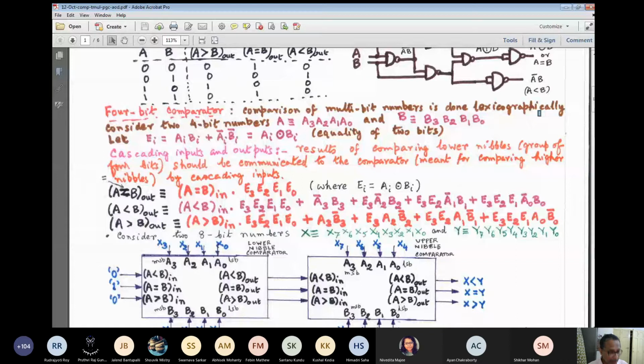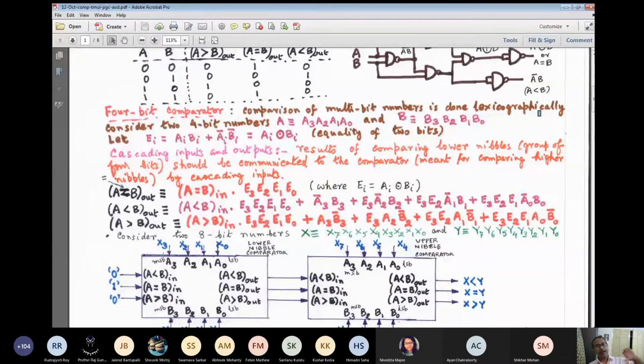Now look at the total number of inputs for a 4-bit comparator. When we have to compare two 4-bit numbers, the 4 bits from each word will be taken into account as inputs. So 4 plus 4, 8, plus 3 cascading inputs are there. Now what is the need of these cascading inputs? They are a way of communicating from the less significant stage, since let us say we have started from the least significant end.